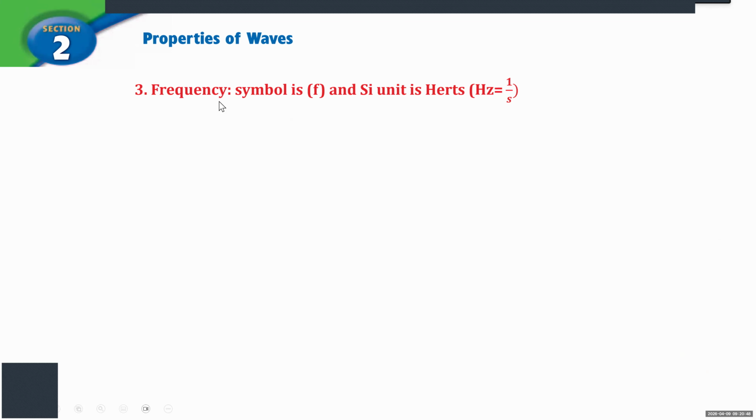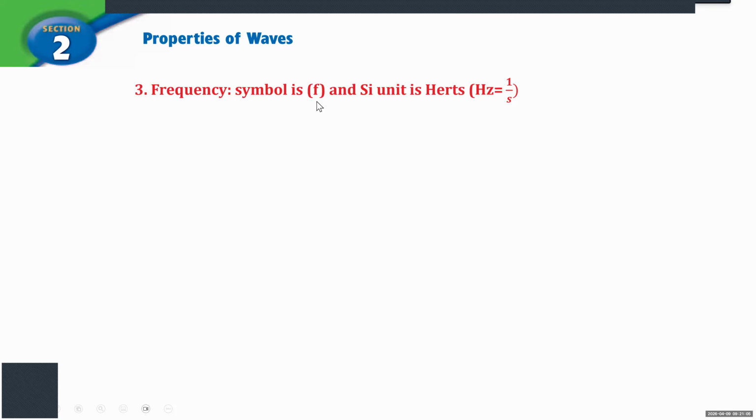The third one we have is frequency. Frequency, the symbol is f and the SI unit is hertz. Hertz, the symbol is capital H and small z, and Hz equals 1 per second.